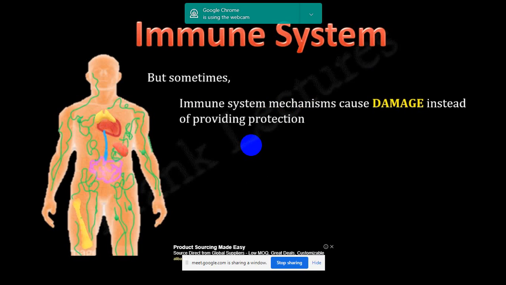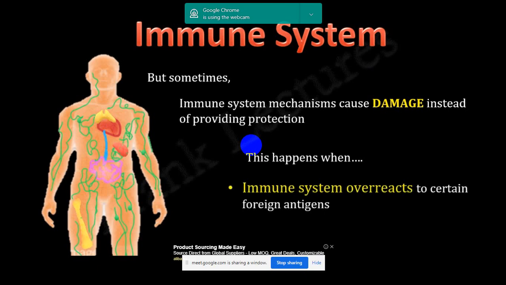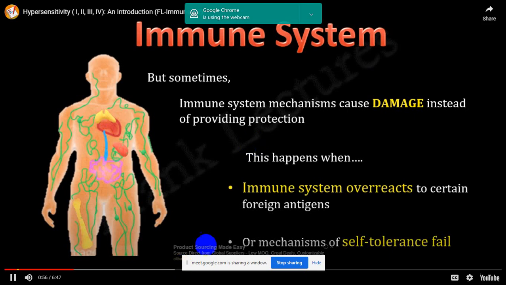This happens in 2 situations. First, when the immune system overreacts to certain foreign antigens. Second, when mechanisms of self-tolerance fail.